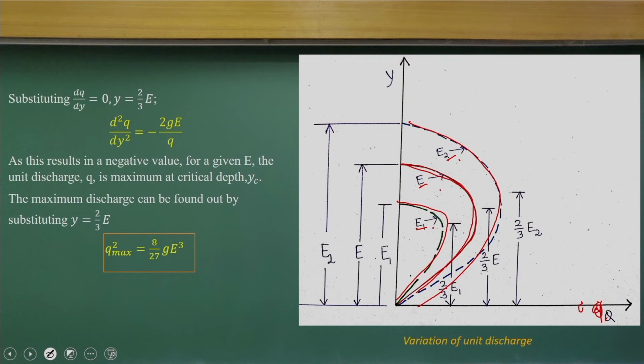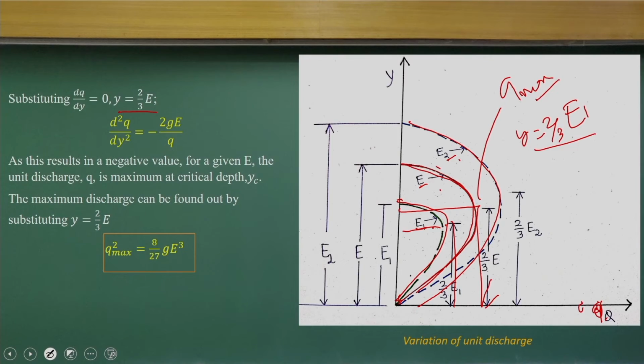And that is what we have discussed: the specific energy will be E1 when you have Q equal to 0. So those are the two points you will have. From these derivations, we can find out Q will be the maximum when Y is equal to 2/3 of E1. That is from simple derivations. So in this curve, at the 2/3 location you have this value, and this is the Q maximum. Beyond that it is not possible.